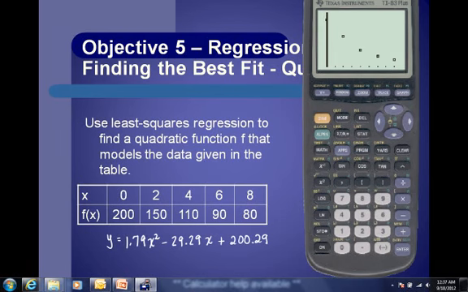Notice it sort of looks quadratic. So now we could go back into our y equals, and we could enter this equation. 1.79 x squared minus 29.29 x plus 200.29. Now when we hit graph, notice our line of best fit, or our regression line, comes pretty close to all of those data points.